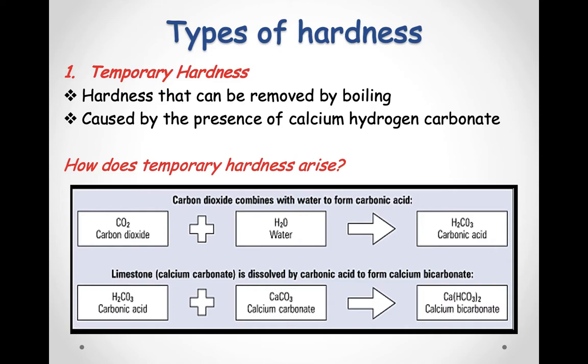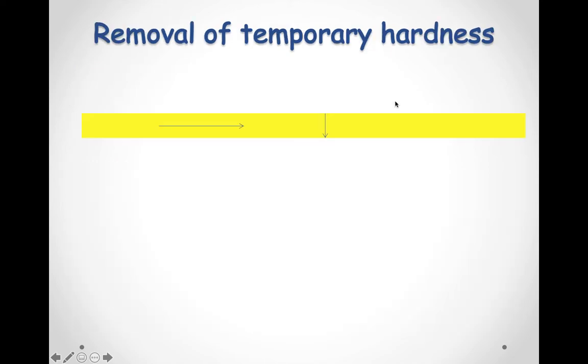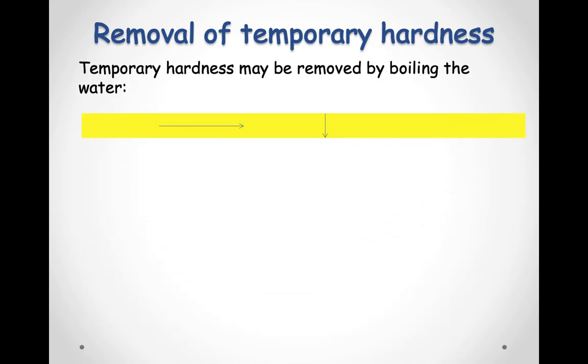Now, how would we get rid of this hardness? Well, we've mentioned already at the top of this slide that you can get rid of it by boiling, and the next slide will show you what happens when we boil it. The calcium hydrogen carbonate, when it's heated, forms a precipitate of calcium carbonate, and carbon dioxide and water are released. So that leaves your water without any calcium ions in it, so it is effectively soft water.